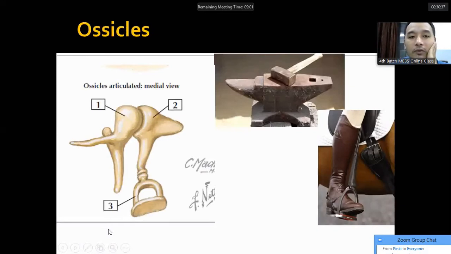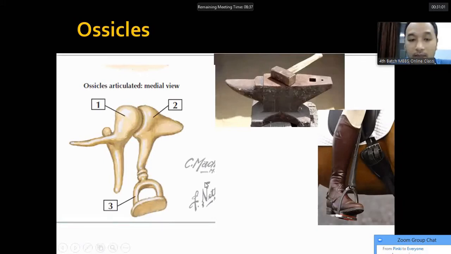Now let's come to the ossicles. There are 3 ossicles, as you must know: Malleus, Incus, and Stapes. Malleus is also the hammer, the Incus is the anvil, and the Stapes is likened to the stirrup due to its peculiar shape.